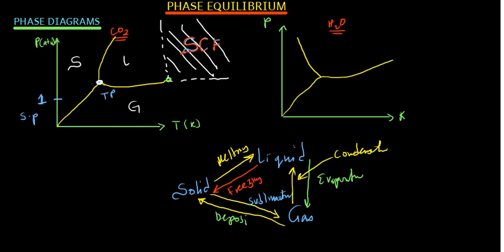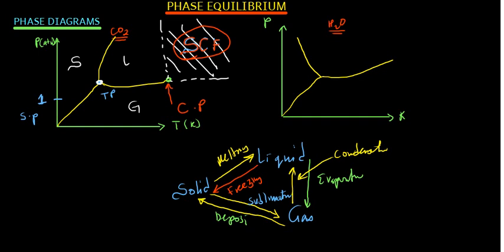A supercritical fluid is a fluid which is liquid and gas at the same time. It is purely gas and purely liquid. We can't differentiate whether it's liquid or gas, but it is both. So that is a supercritical fluid, and this point which we can see here is called the critical point.